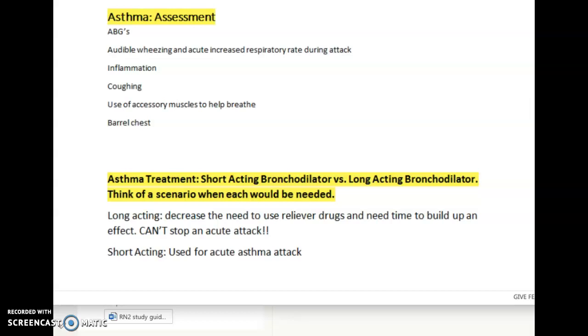If you're conducting an asthma assessment on someone, you should be making sure you're checking their ABGs, listening for any audible wheezing and acute increased respiratory rate during an attack, inflammation, coughing, seeing if they're using their accessory muscles to help them breathe and if they have a barrel chest.